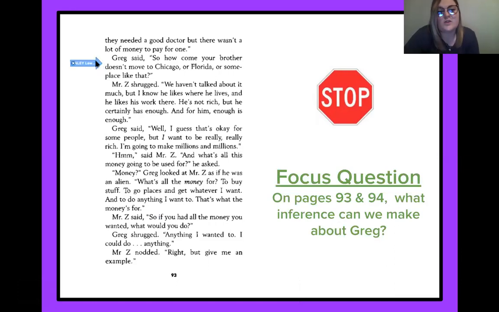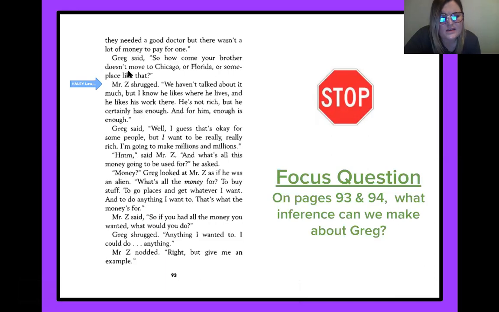Greg said, so how come your brother doesn't want to move to Chicago or Florida or someplace like that? Mr. Z shrugged. We haven't talked about it much, but I know he likes where he lives and he likes his work there. He's not rich, but he certainly has enough. And for him, enough is enough. Greg said, well, I guess that's okay for some people, but I want to be really, really rich. I'm going to make millions and millions.